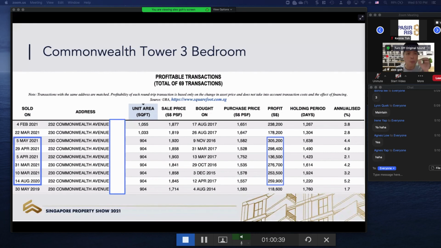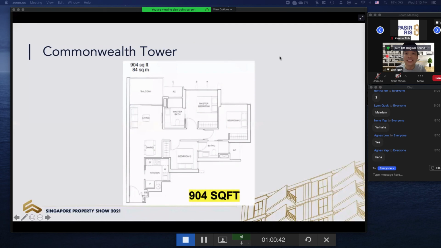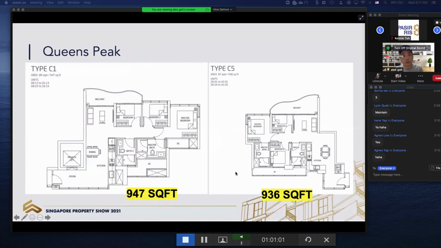So now we are going to see why the price goes up. Now you see, this is the 904 Commonwealth Tower layout. Queen size, queen size, queen size, closed kitchen with a window. In 904 we fit a proper 3-room. I wouldn't say this is the best layout. I would say this is a decent layout. Okay, decent. Now you see, this is Queen's Peak. 947, 936. We look at the 947, bigger, single bed, open kitchen. The 936, single bed, open kitchen.